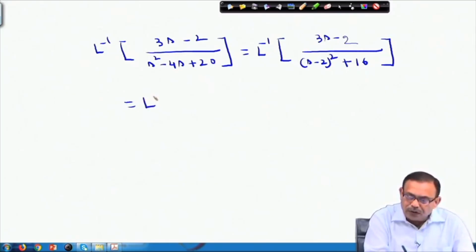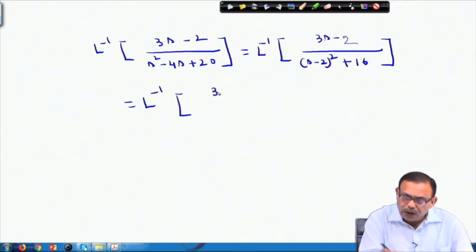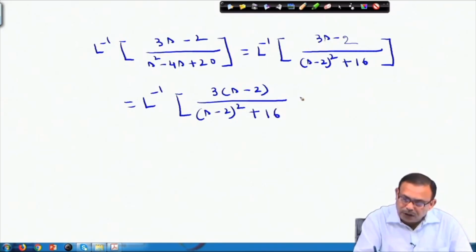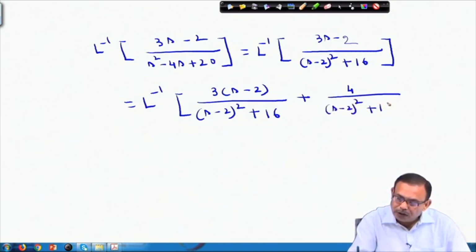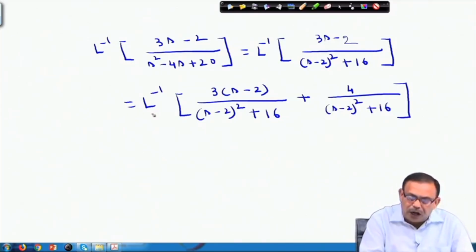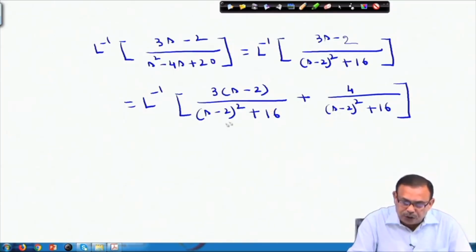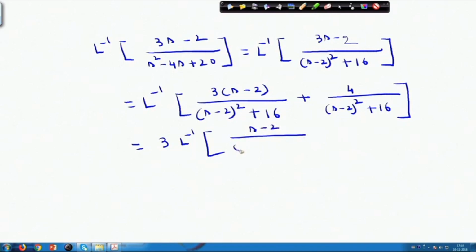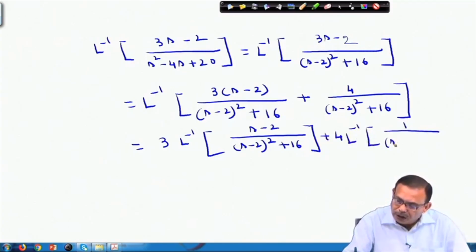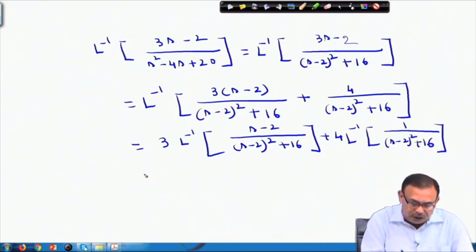So, this equals Laplace inverse of 3 into s minus 2, I can make it here, s minus 2 whole square plus 16. So, this was 3s minus 6 that I have made, so I have to make plus 4. So, it is s minus 2 whole square plus 16. Again this 3 will come outside, so this will be basically s minus 2 by s minus 2 whole square plus 16. This 4 can go out, so that it will be 1 by s minus 2 whole square plus 16. So, effectively it becomes 3 into Laplace inverse of s minus 2 by s minus 2 whole square plus 16, plus 4 into Laplace inverse of 1 by s minus 2 whole square plus 16.